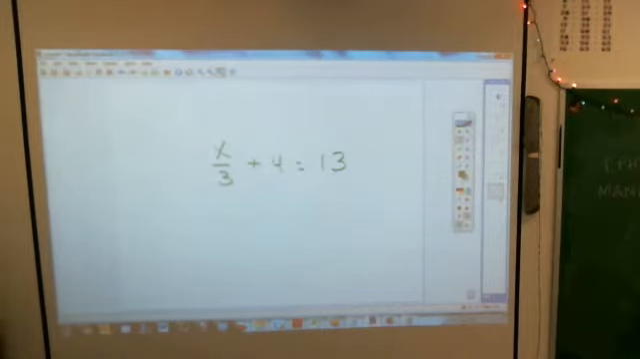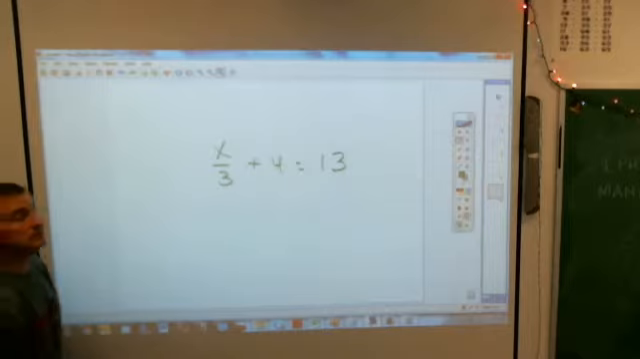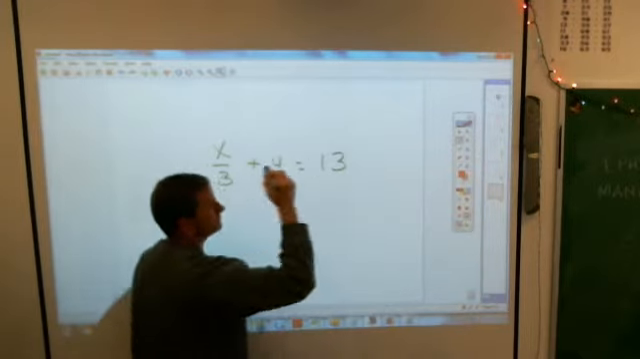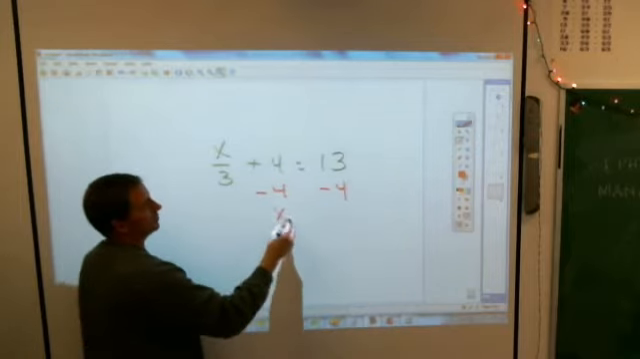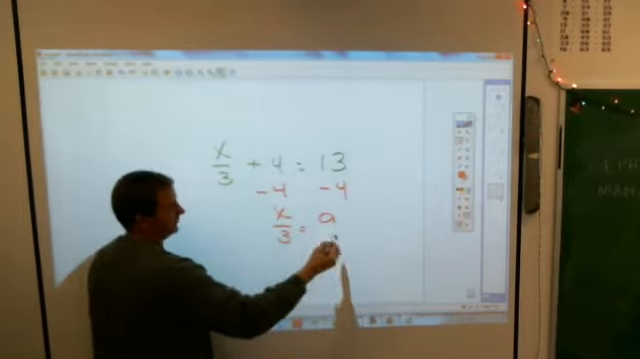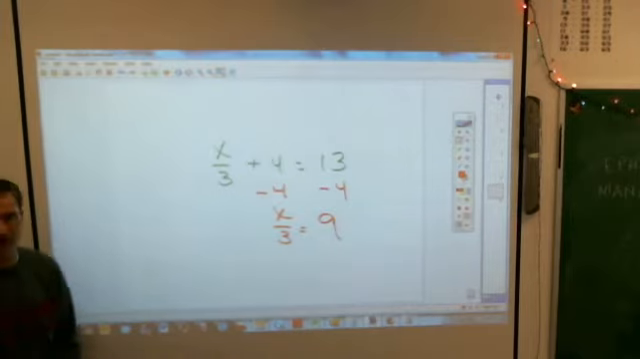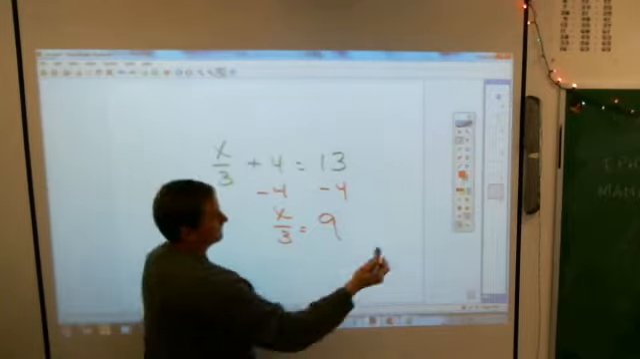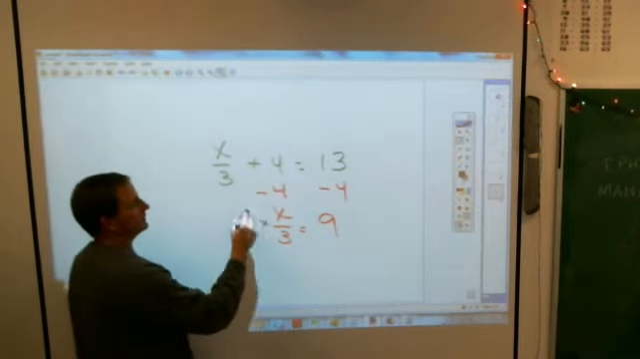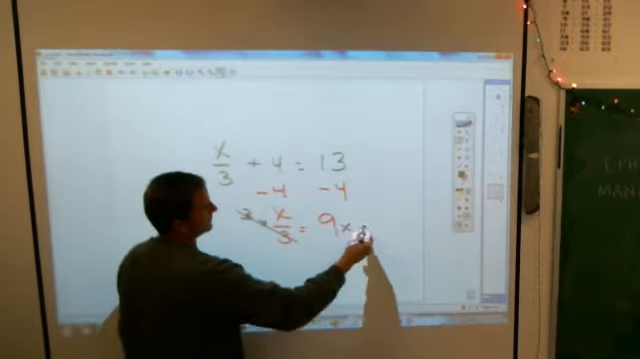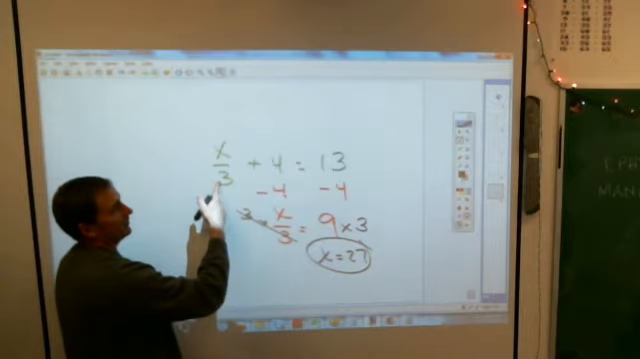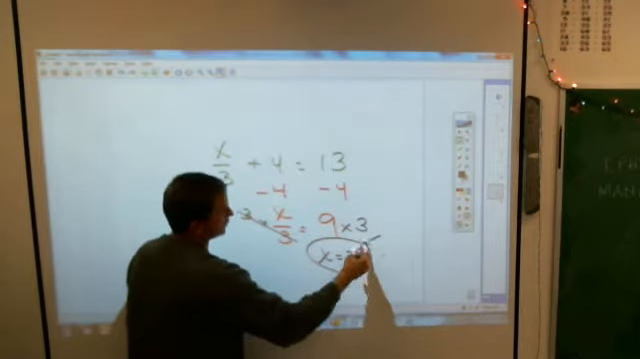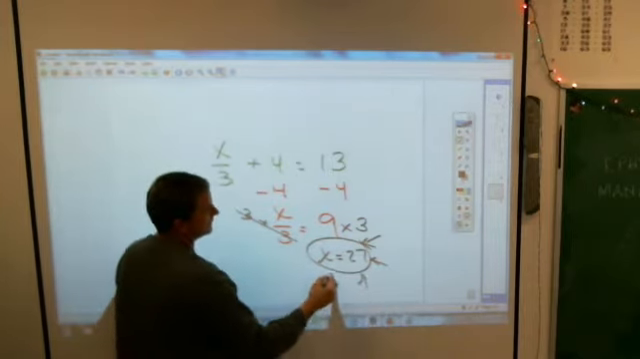Two steps. The first step, you are going to do what, Brant? Subtract 4. Exactly, from both sides. So now x over 3 is going to equal 9. Second step? Multiply by 3. Pretty simple little process here. That gets this to cross off, that gets that to cross off. X equals 27. 27 divided by 3 is 9. 9 plus 4 is 13. It works. It's just that easy.